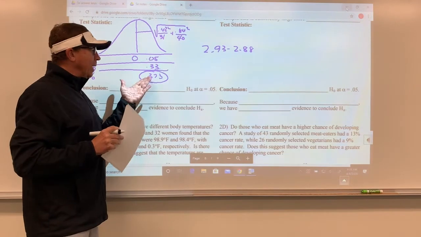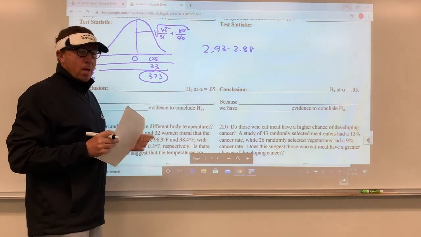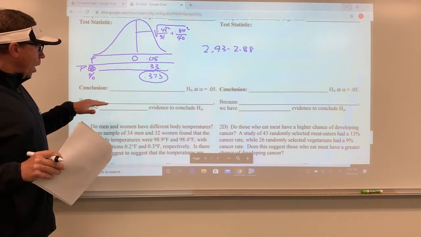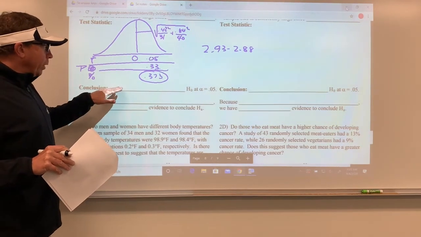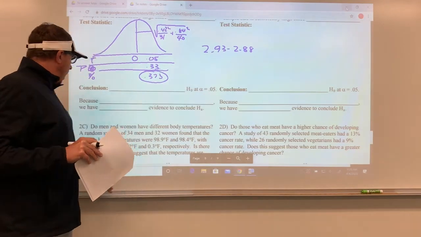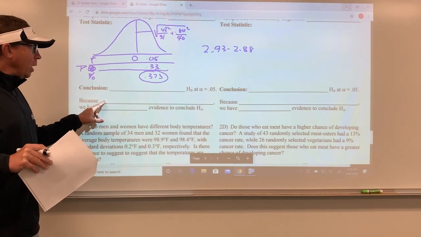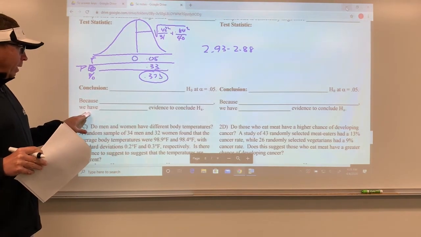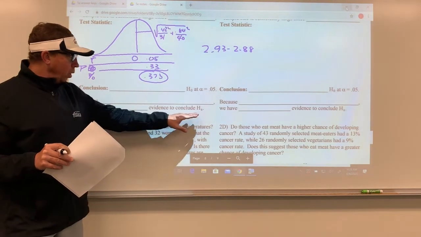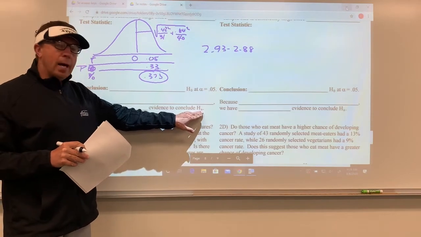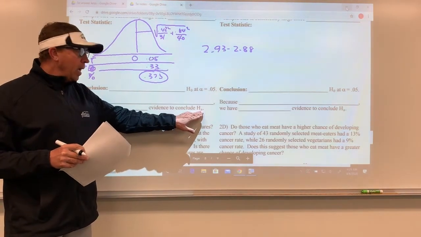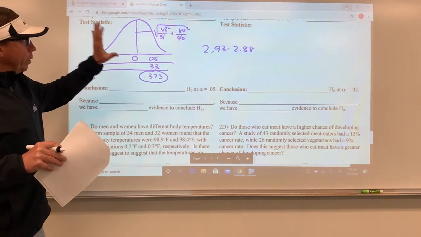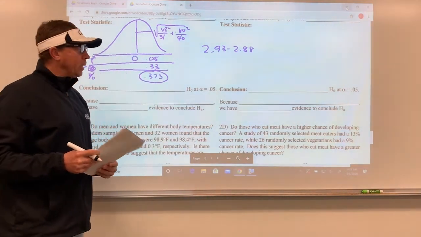So this could have easily happened by chance, okay? For my conclusion, I would say fail to reject H0 at alpha 0.05 because the p-value is greater than alpha. We have insufficient evidence to conclude that the on-campus kids have a higher GPA than the off-campus kids. That would be how that works using the test method.